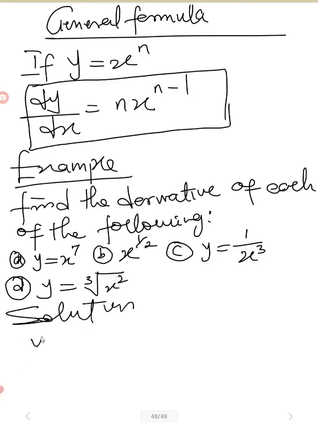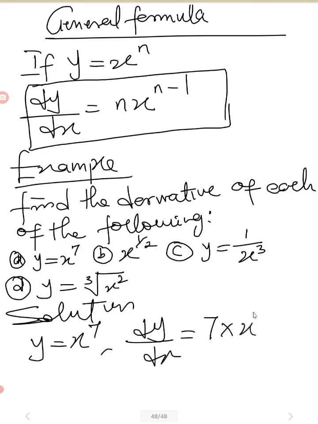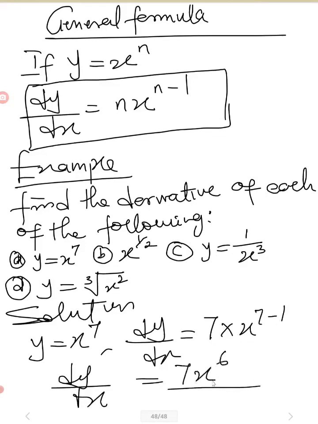So if y is equal to x raised to power 7, as I've said from the formula, dy over dx means that the 7 will multiply the x. You will now minus 1 from the 7, meaning that dy over dx will be equal to 7x raised to power 6. That is how we differentiate.